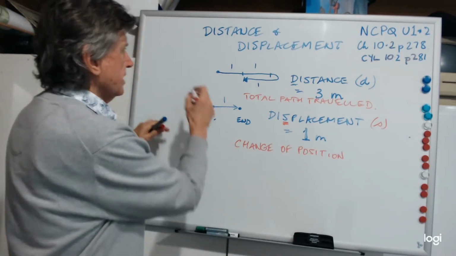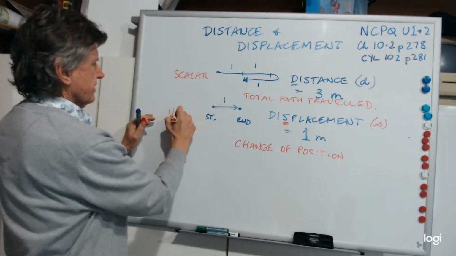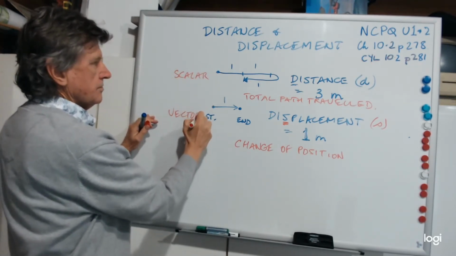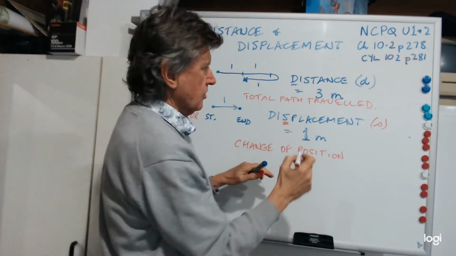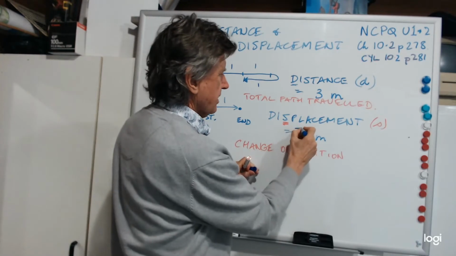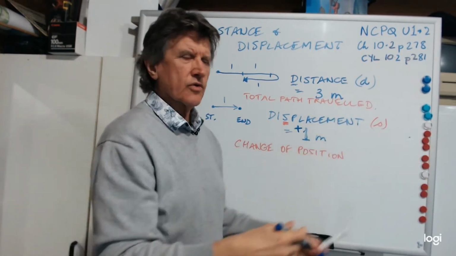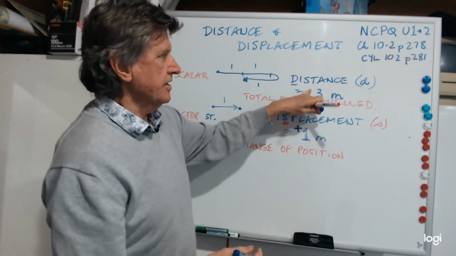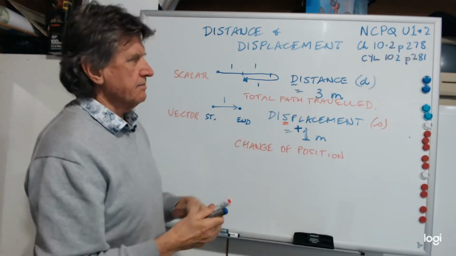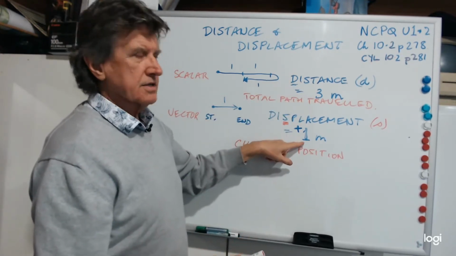This one is a scalar and this one is a vector, of course, because, oh, I forgot to write this in. Look, displacement is plus 1 metre. Okay, or I could have said 1 metre north or west or whatever. This doesn't have any direction in it. It's magnitude only. So the 3 is the magnitude, the 1 is the magnitude.